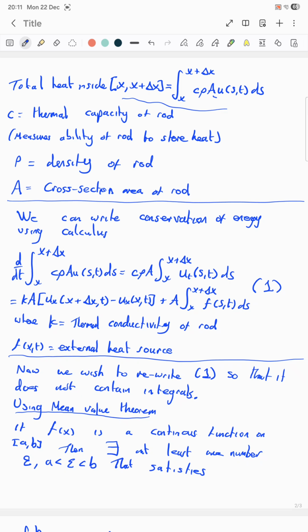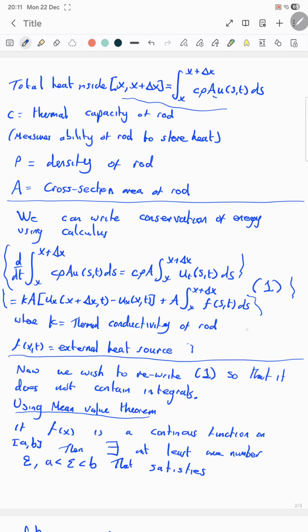We can now write the conservation of energy using calculus as this, which gives us this, we will call equation 1, where K is the thermal conductivity of the rod and F of x, t equals the external heat source.